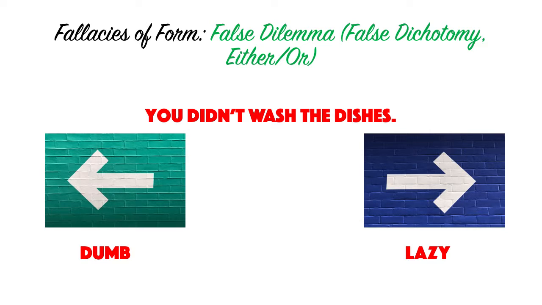For example, you didn't wash the dishes? You must be either dumb or lazy. In this case, there are two choices presented. Either the person is dumb or the person is lazy. In reality, maybe they didn't wash the dishes because they were very busy, or maybe they were sick. But none of those choices are presented by the speaker. If someone isn't paying attention, they may believe that those are actually the only two choices.